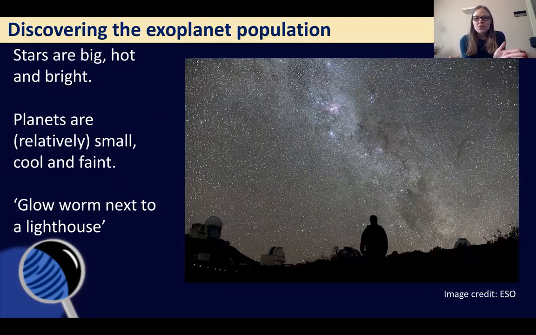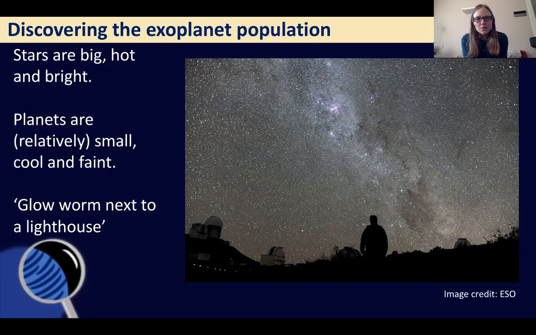I'm sure you've all stood outside and looked up at the sky at night, and you can see lots and lots and lots of stars. But apart from a few of the planets in our own solar system, you won't have seen a planet in the night sky. And that's because planets are relatively small and cool and faint compared with their parent stars. So to actually see one of those planets, it would be like looking at a glowworm next to a lighthouse. It's just not something you can do, even with an extraordinarily powerful telescope.